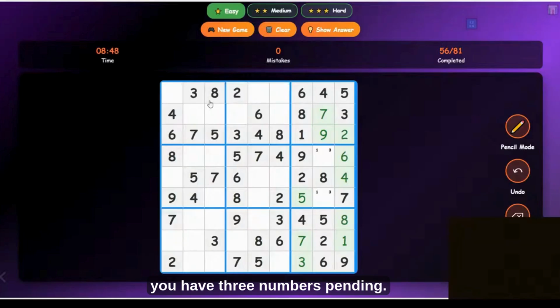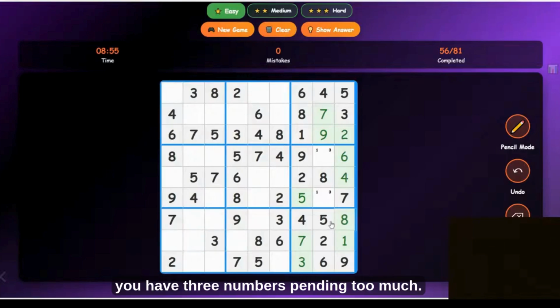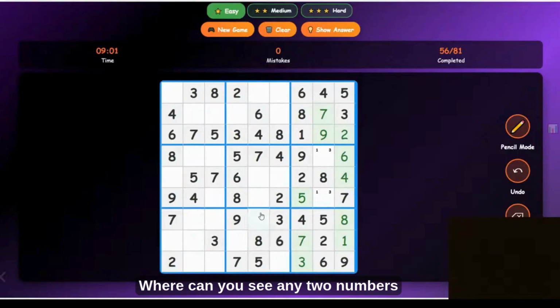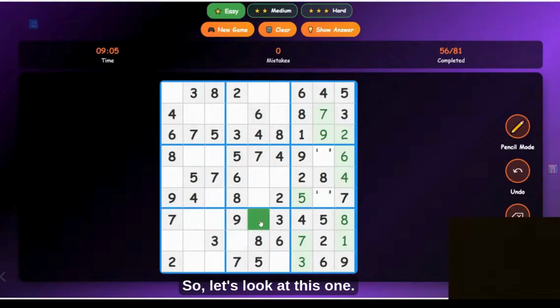Now let's look at, in this row you have 3 numbers pending. In this column you have 3 numbers pending. In this row you have 3 numbers pending. Too much. Let's see in big boxes. Where can you see any 2 numbers pending? No. So 3 numbers are pending everywhere. So let's look at this one.